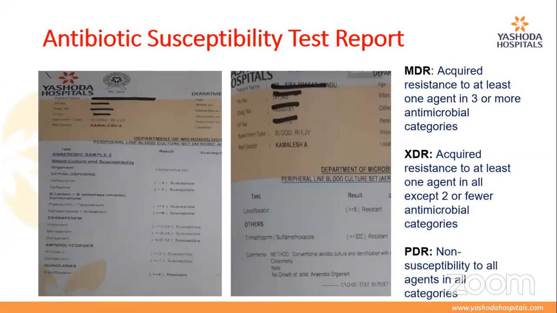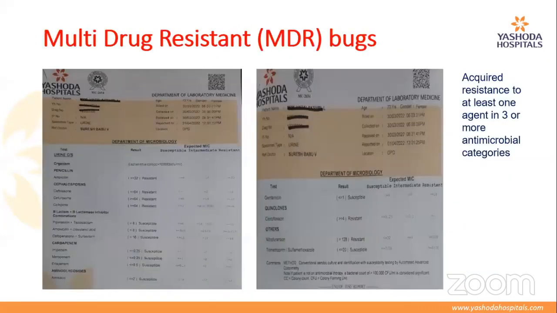Here we have the option to choose some BL-BLI combination for directed therapy, or carbapenems, or aminoglycosides like amikacin and gentamicin, and even cotrimoxazole is sensitive. Then coming to XDR, how does the AST report of XDR bugs look? So what is XDR? It is acquired resistance to at least one agent in almost all groups of drugs except one or two groups.